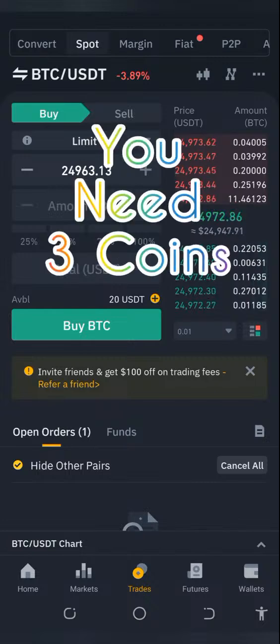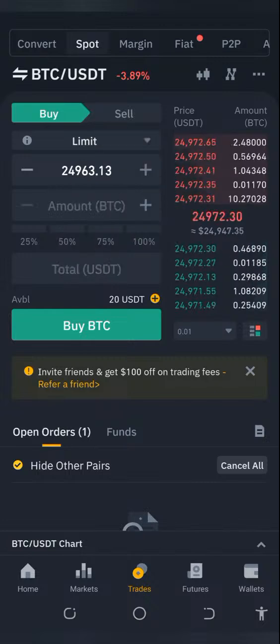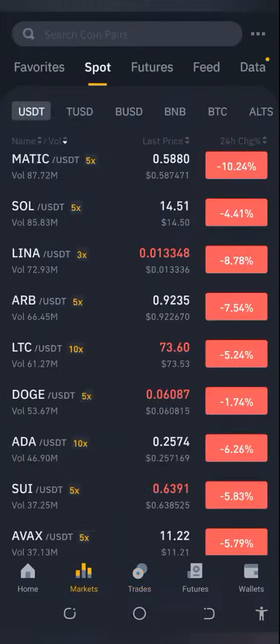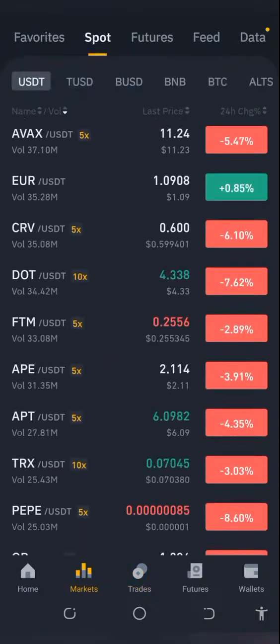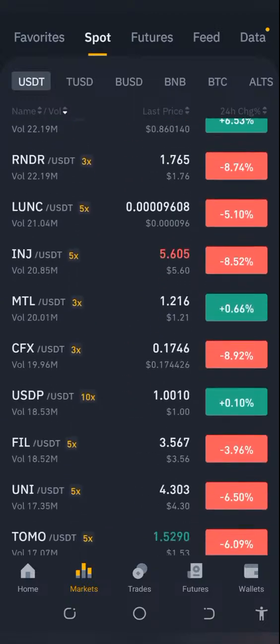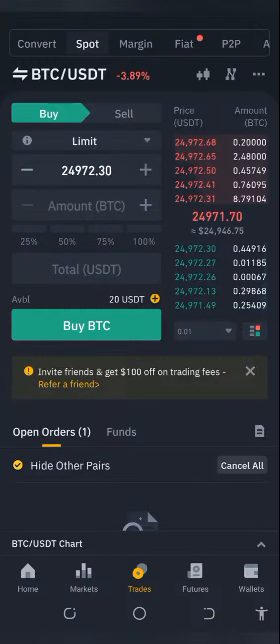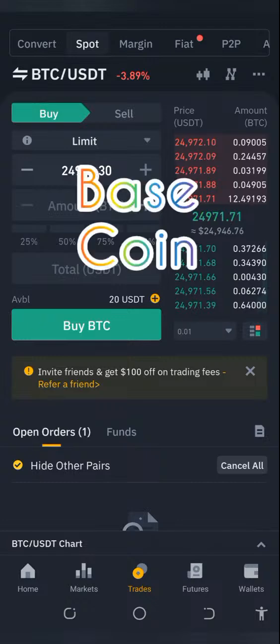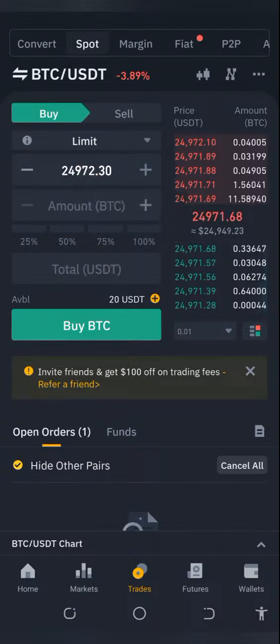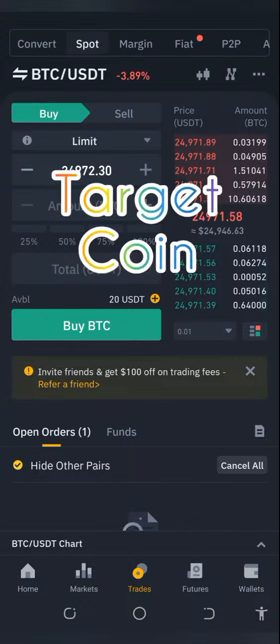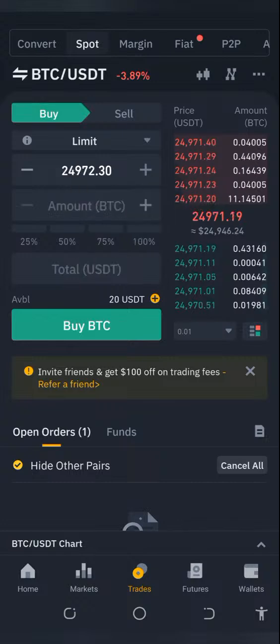First off, you need 3 coins. Look at this. We've gone to the coin section, and you can see there are so many coins here. You need to pick one. Of course, in our income strategies course, we show you how to pick the right one based on different parameters. When you pick the coin that you want to use, we're going to have 3 coins. First, you need your base coin. Second, you're going to have your target coin. And third, your profit coin.